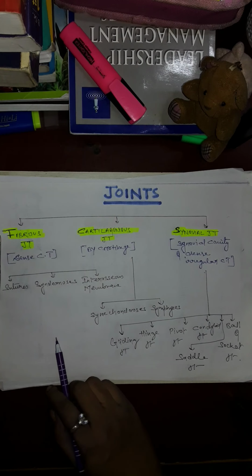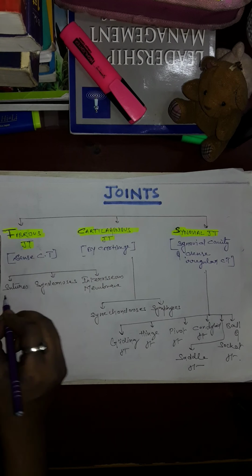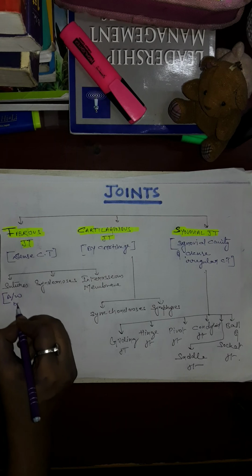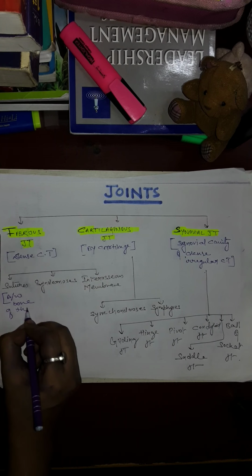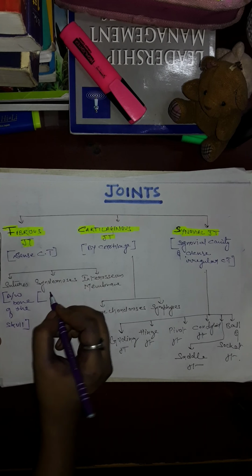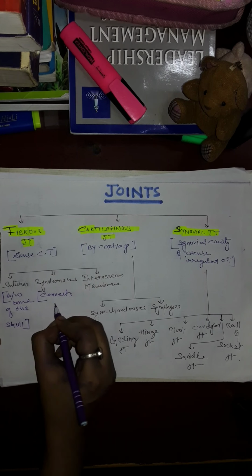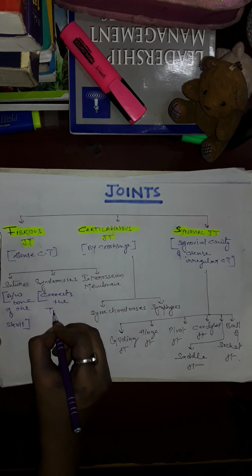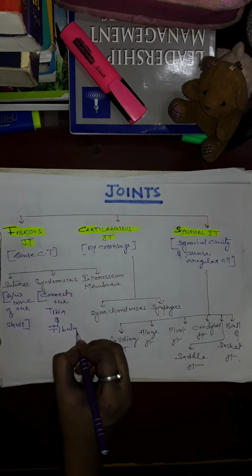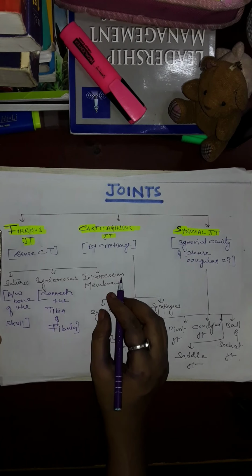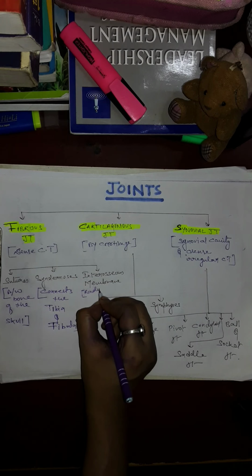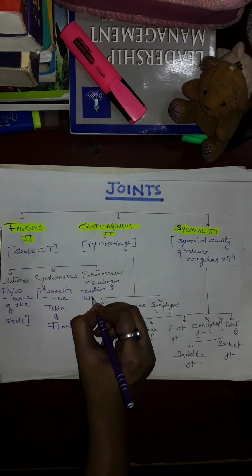So next we are going to see the examples of these joints. First of all, the sutures. The sutures are found in between the bones of the skull. And the syndesmosis connects the tibia and fibula. Next, the interosseous membrane, which connects the radius and ulna in the forearm.